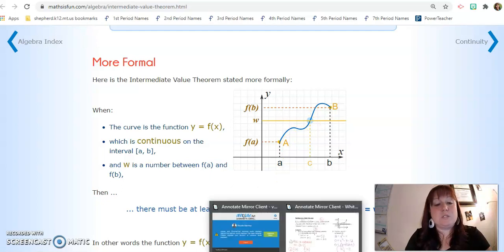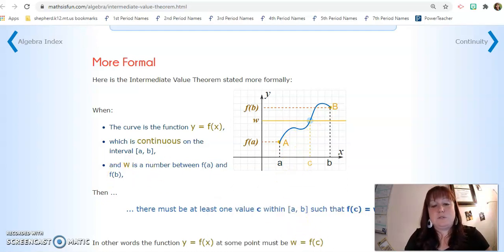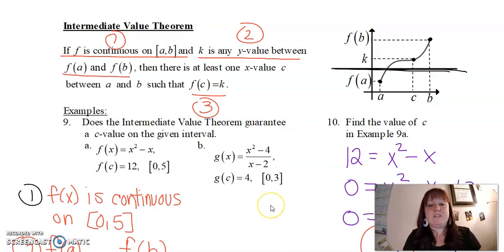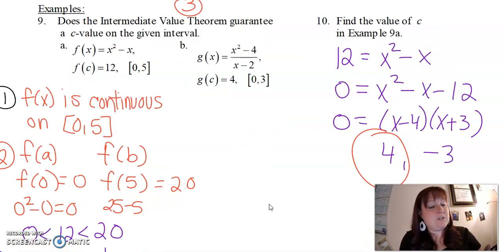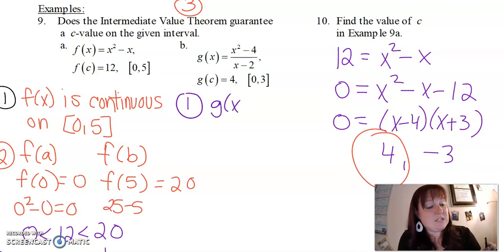And we'll check this one. So the question is, does the intermediate value theorem guarantee a c value on this interval? So we're saying here's a function. Does the intermediate value theorem guarantee that there is some value that equals 4 on the interval 0 to 3? So the first thing that we need to check is, is f continuous on this interval? Remember, that's number 1. Or g of x. Is g of x continuous on the interval 0 to 3?